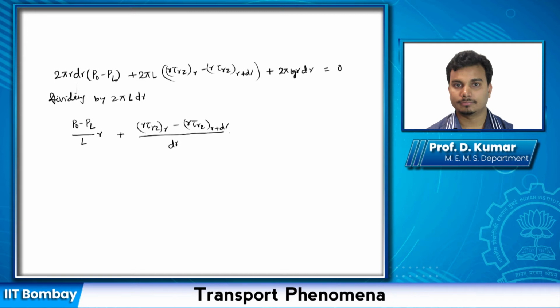Made more sense. So now here you can write 2 pi L dr, so you can write g times r. If you take these two terms to the right hand side, then you can write this as r t. So this whole thing you can write as minus d by dr of r tau rz, right? Because this is r tau rz at this minus this, and so on. So you can write that.